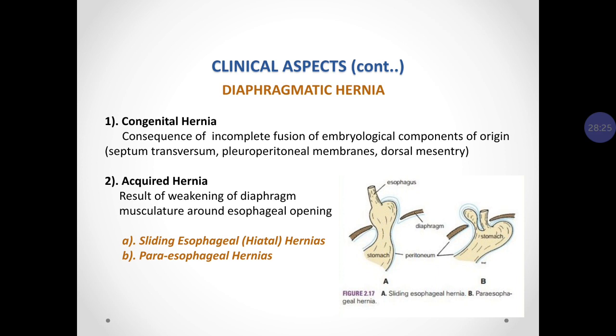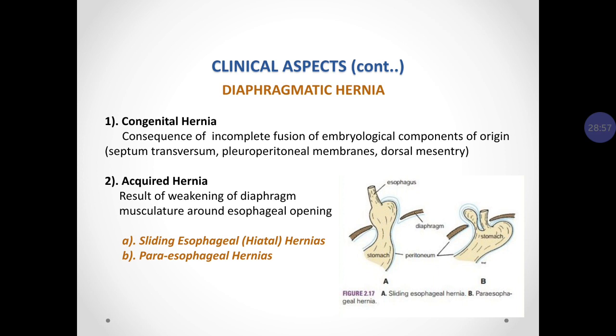The other important aspect is the hernia which is acquired almost in middle age, and that we call acquired hernias. They are a result of weakening of the diaphragm musculature around the esophageal opening. There are particularly two types of acquired hernias. One is the sliding esophageal hiatal hernia, which is shown as A in the figure, and then we have the paraesophageal hernias, which is shown as B in the figure.